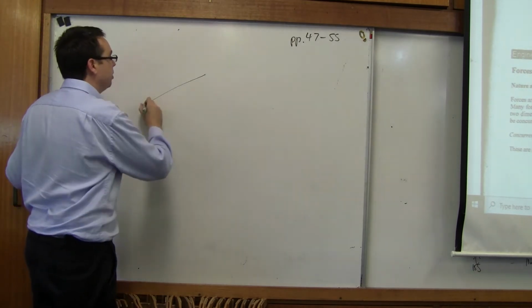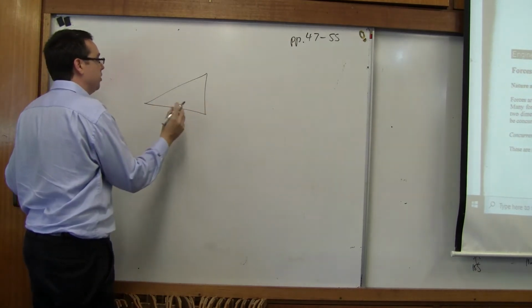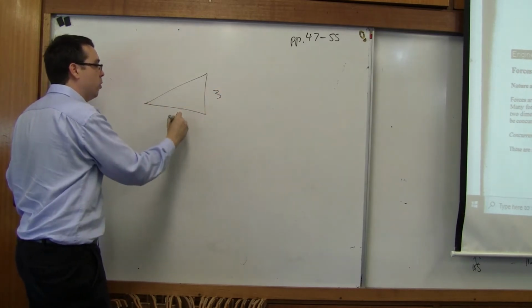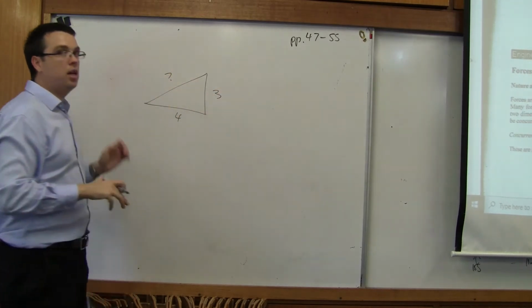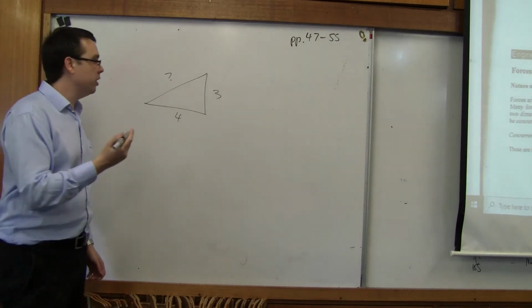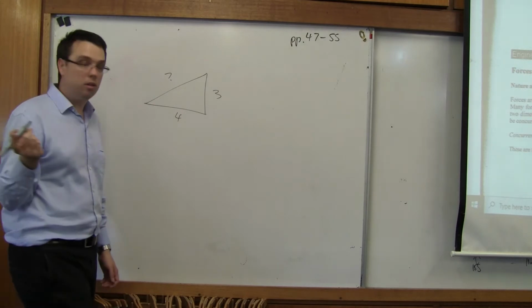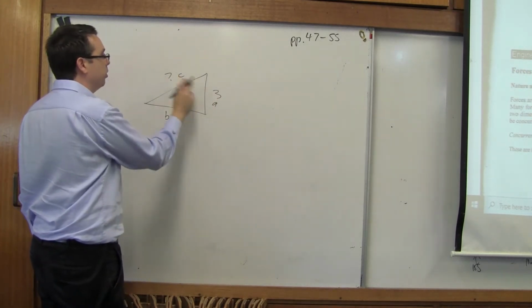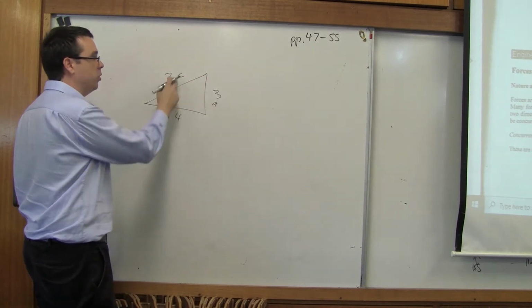Let's start with the simplest concept, right? The simplest concept is if I have a triangle that looks like this, if it's 3, 4, and I need to find out what's this remaining side, how can I do that? Well, we call this side A, we call this side B, and we call this side C.